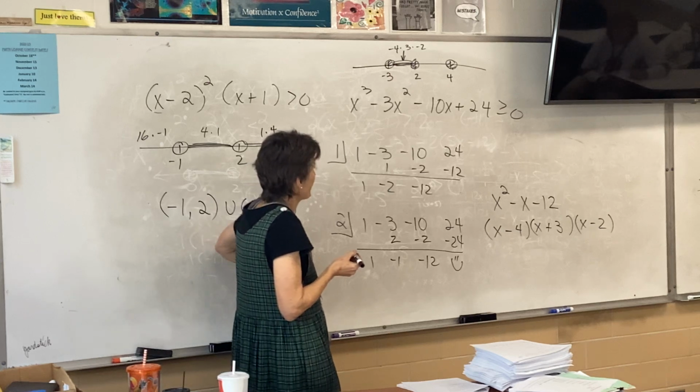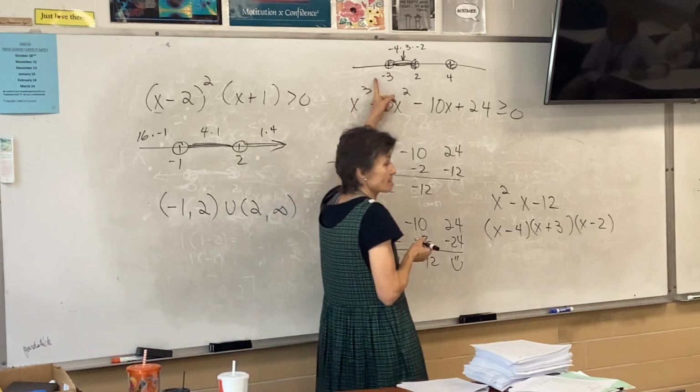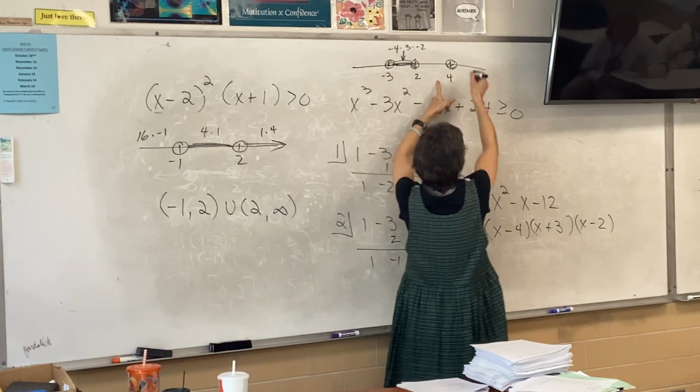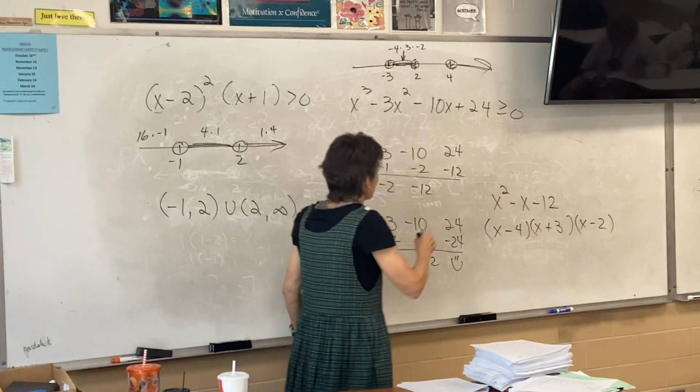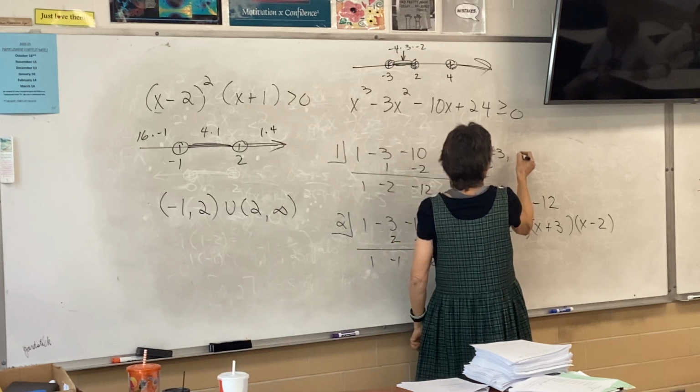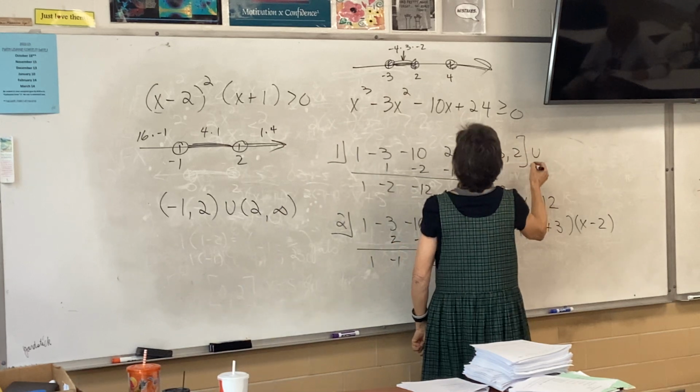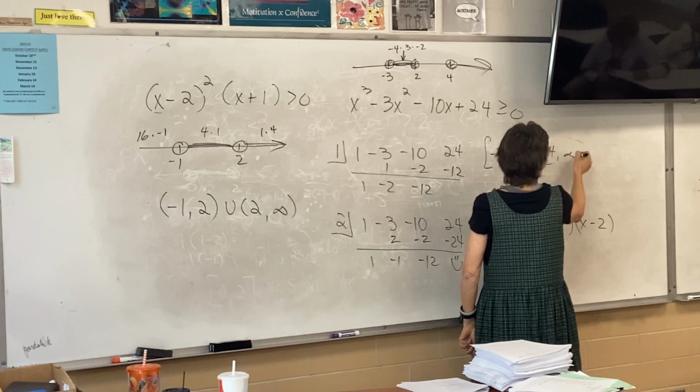Now, what else gets shaded? Not this, past the 4. Not this, put the 0 out of one. This here. So my answer is -3 to 2, or 4 to infinity.